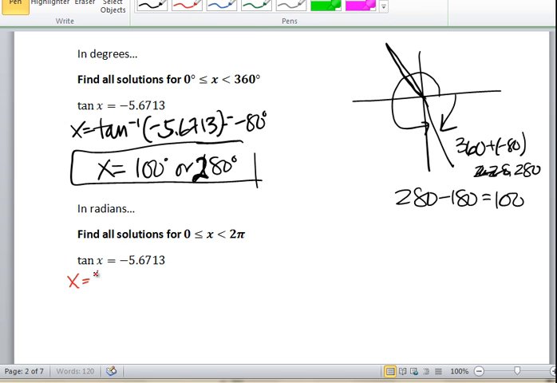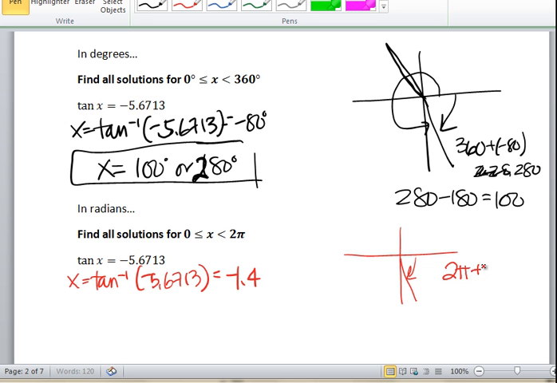Alright, let's do this in radians. So x is equal to inverse tan of negative 5.6713. Punched into my calculator when it is in radian mode, and I get negative 1.4. So that tells me that I am down here, right? That's negative 1.4 radians. Well, what did I do first? I added 360 degrees to that. So I do 2 pi plus a negative 1.4 radians, and that gives me 4.89 radians.